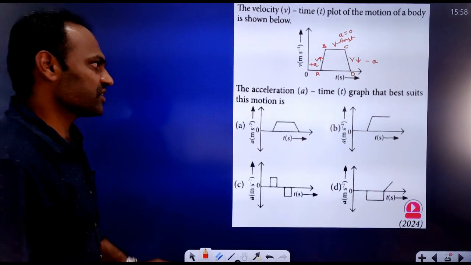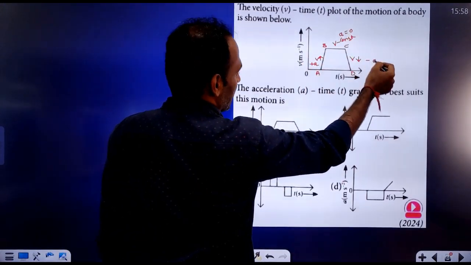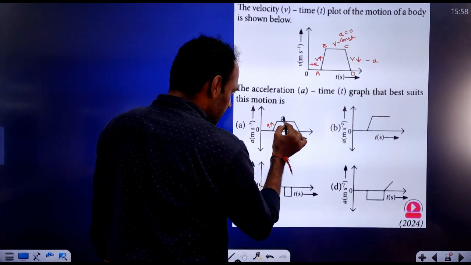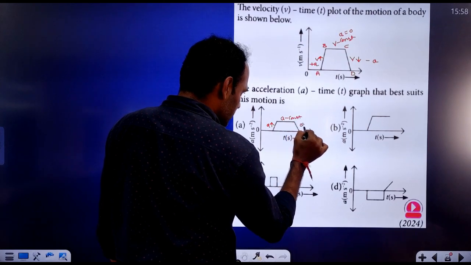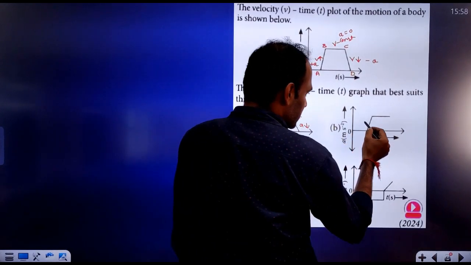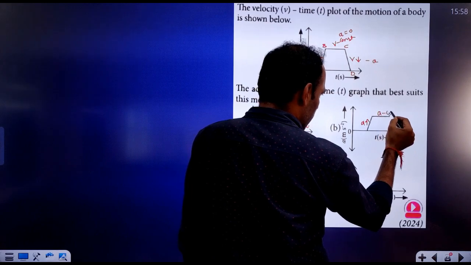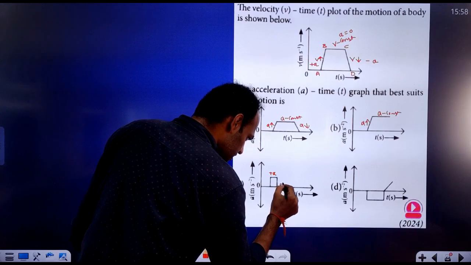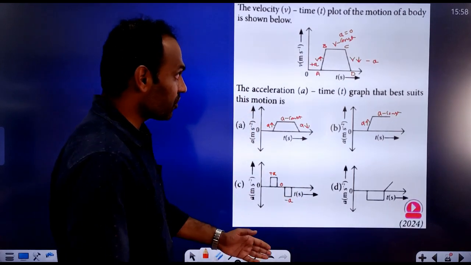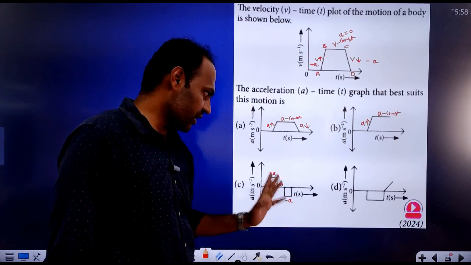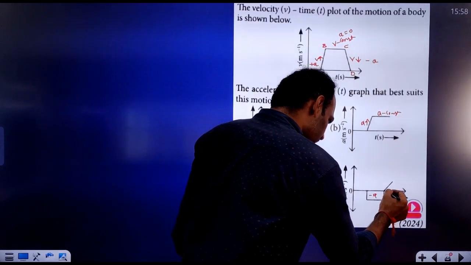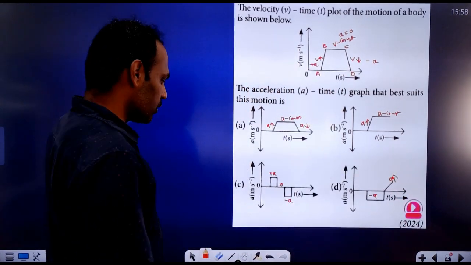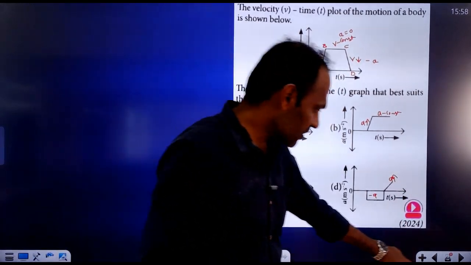Correct? So here first we need acceleration to be positive, then zero, then negative. What does this graph indicate? Acceleration is increasing, acceleration is constant, acceleration is decreasing. Here acceleration is positive, here acceleration is zero, here acceleration is negative. That is what we wanted. Positive, zero, negative. Here acceleration is negative and it is increasing. Correct? So the right option is option C. Okay, let us go to the next question then.